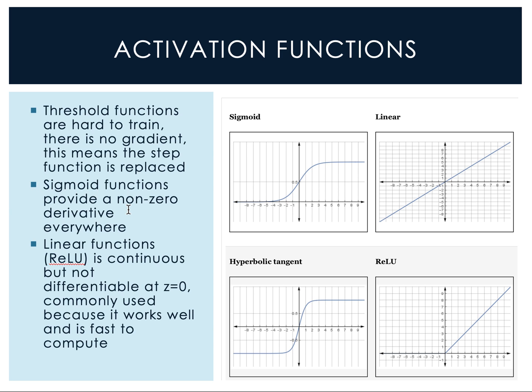Sigmoid functions provide a non-zero derivative everywhere, so that derivative is how I train them. That's the gradient. The linear function ReLU is continuous but not differentiable at 0. It's commonly used because it works well and it's fast to compute. It's faster to compute this than it is the sigmoid or the hyperbolic tangent. And linear isn't super useful because I can get too far out here in the negative territory that makes my neuron useless.